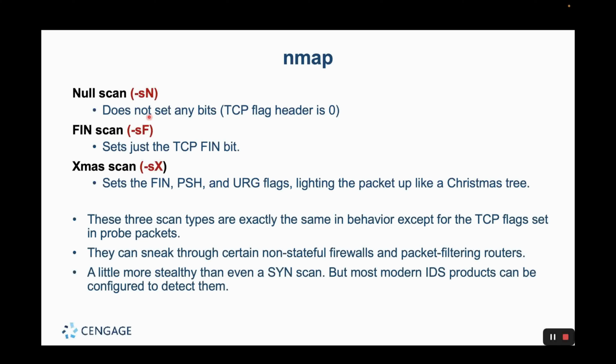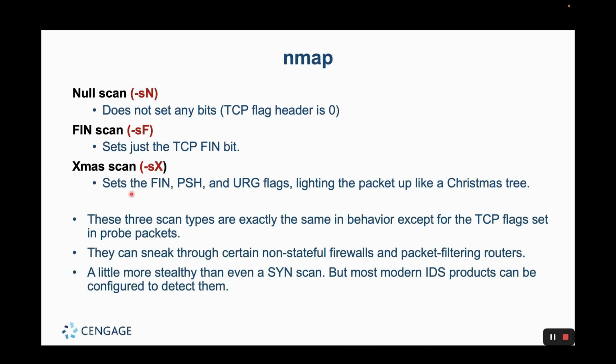Now let's look at another type of scan. Null scan. Here we have the -sN. Again, those are the flags found inside the TCP header. It does not set any bits, so the TCP flag header is zero. So everything is zeros. Now the FIN scan, it's -sF. Sorry, it sets just the TCP FIN bit.